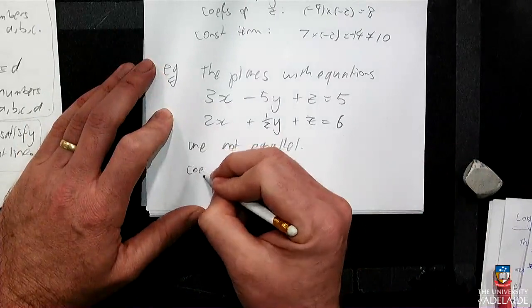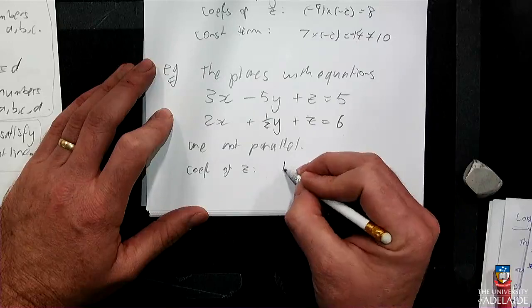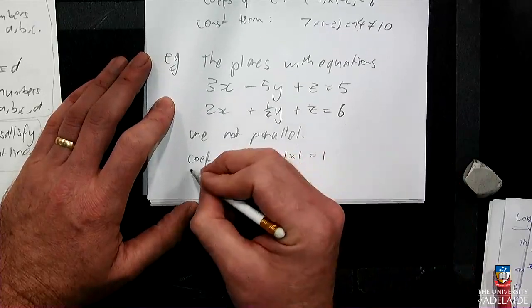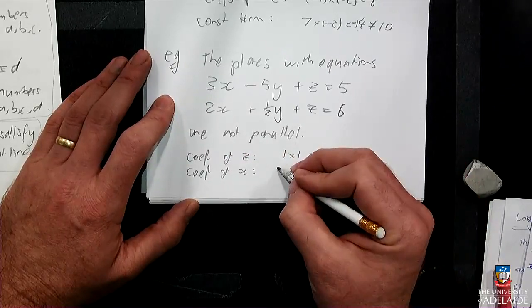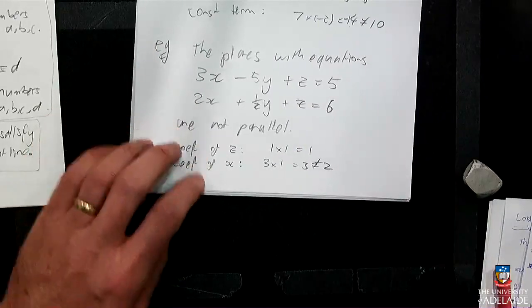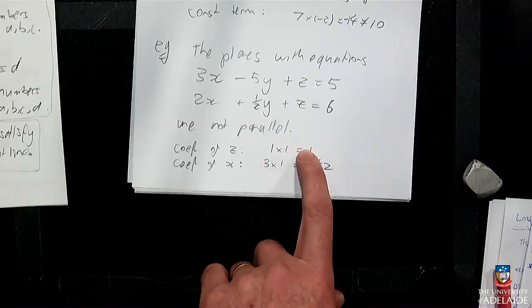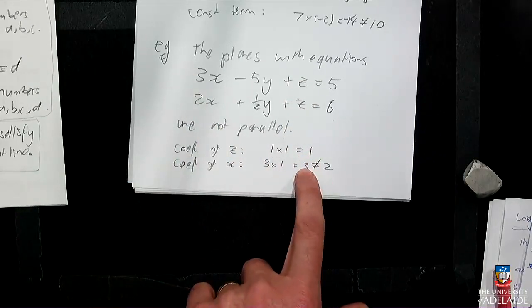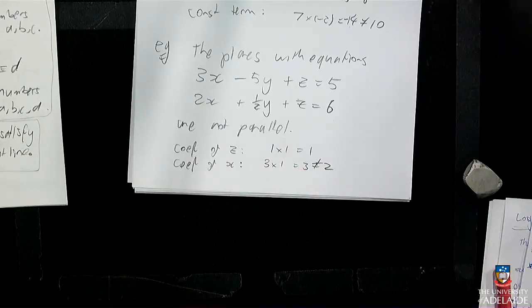Since the coefficients of z, we have 1 times 1 equals 1. And the coefficients of x, the first one times 1 would be 3, which is not 2. So the scalar multiple of this coefficient that we need is 1, and the multiple of this coefficient that we need is actually, well, it's not 1. If we do that same coefficient on the other ones, we don't get the coefficient we should.